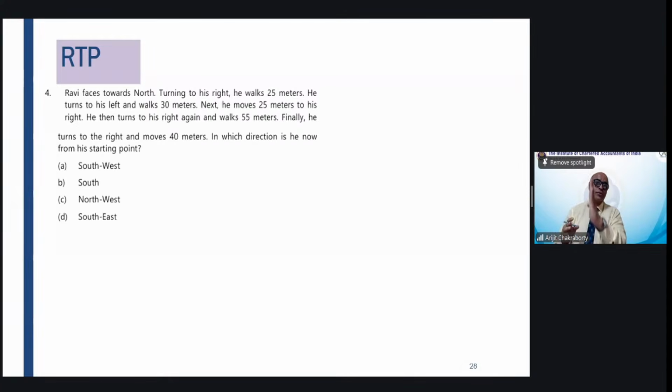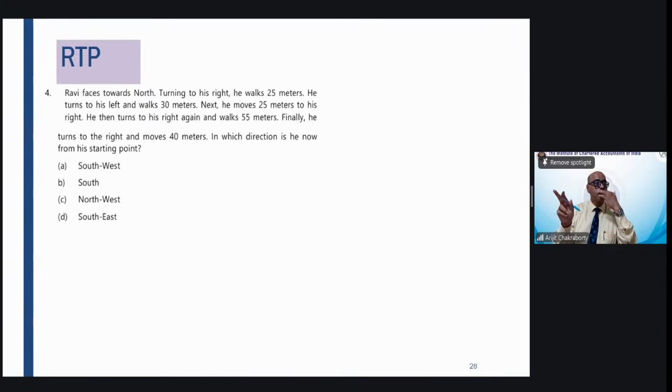You are standing facing the north. Now you are taking a right turn. Right turn means clockwise, to the right. So you are now moving towards the east. You are walking 25 meters towards the east.